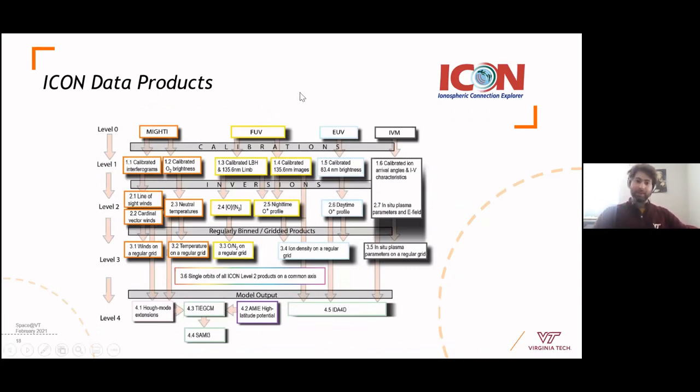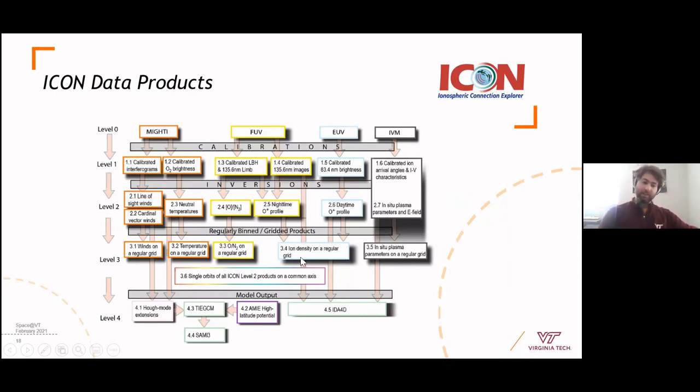And then here's the data product matrix for ICON. You can see at the top, we have the instruments, and as you move down in level, the data retrieved becomes more complex, starting at level 1, which is pretty close to being the raw output of the instruments. And then I think the best place for us to look is at level 3. So we're getting winds, we're getting temperature, we're getting O/N2, which is composition, and then we're getting ion density as well. So that's pretty cool.